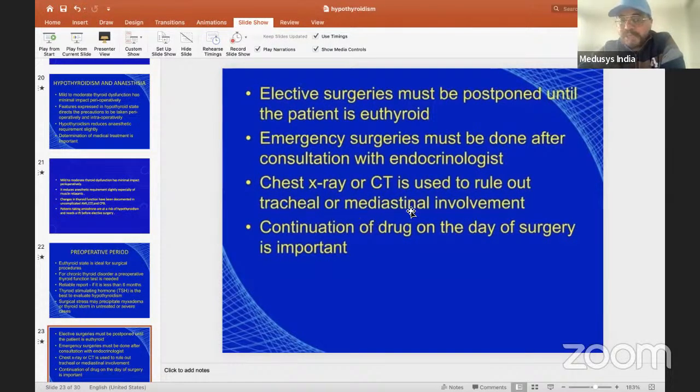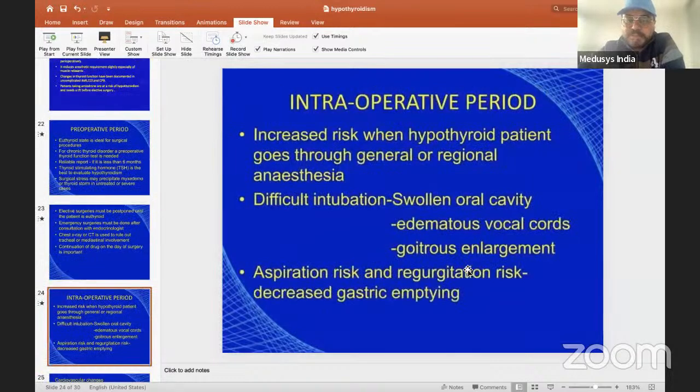Now, if the patient is for thyroid surgery, you may need to get a chest X-ray or CT scan to rule out tracheal or mediastinal involvement if the patient is having retrosternal goiter involvement. Most important thing, always continue the drug thyroxine on the day of surgery. Never forget to do that.